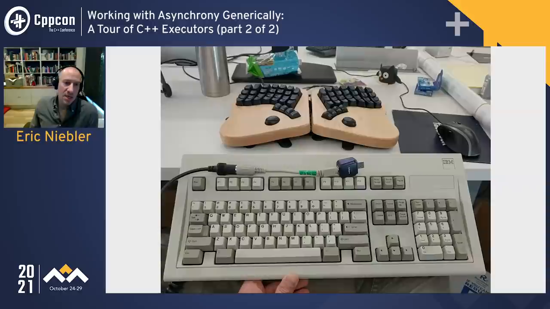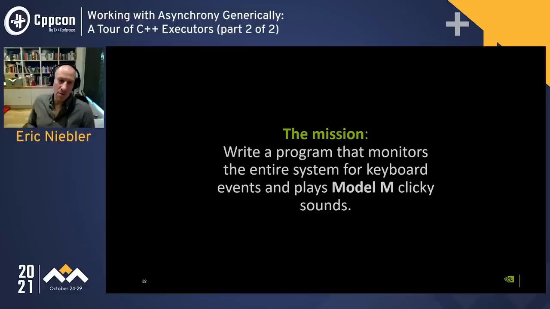So my mission in this example is to write a program that monitors the entire system for keyboard events and plays Model M clicky sounds so that I can listen to my Model M while I type, regardless of what keyboard I'm actually typing on.